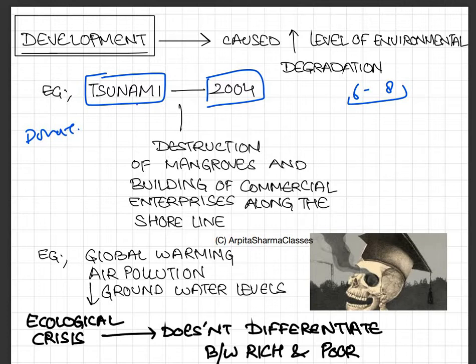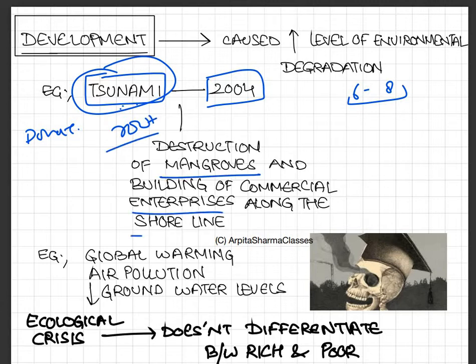But now I understand that this tsunami, this destruction, why it occurred, the root cause was destruction of the mangroves and building of commercial enterprises along the shoreline, and all of this was done in the name of development. ये सब कुछ, ये मैंग्रोव को डिस्ट्रक्ट करना, कमर्शियल एंटरप्राइजेस को समुद्र के तट के किनारे बनाना, ये सब शोरलाइन को खराब करना, डिस्टर्ब करना, ये सब डेवलपमेंट के नाम पर किया जा रहा था, and that is why the world witnessed this horrific event of tsunami.